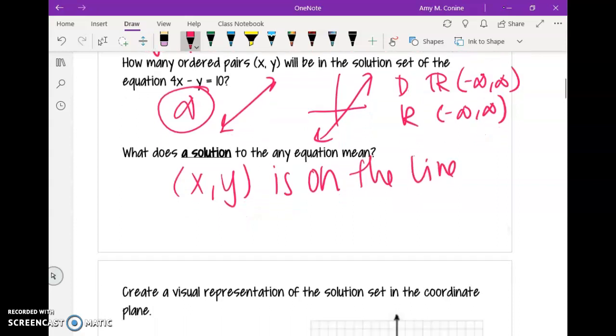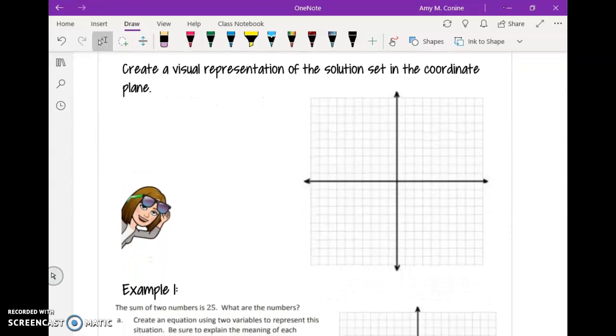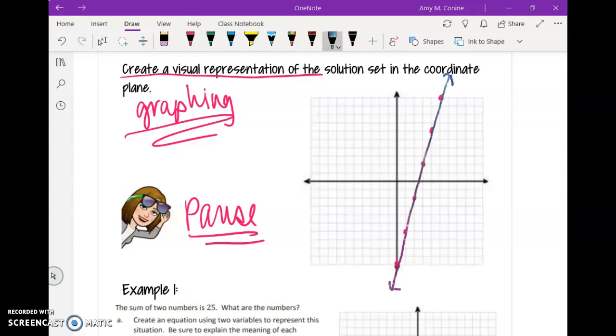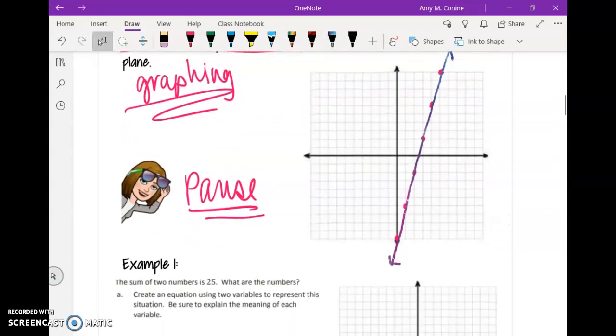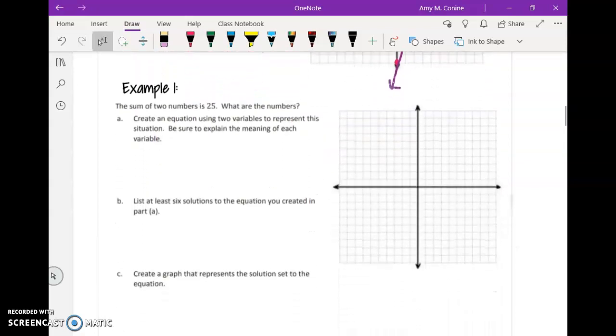All right, so a little review from our functions unit. So when it says create a visual representation of the solution set, all you're doing is graphing. That's all you're doing. So when you see wording like that, create a visual representation, you're graphing. So pause the video and go ahead and make your graph for the line. All right, so you should have this graph. I plotted a lot more points than what I needed, so make sure that your graph looks like that as well. Pause the video at any time to make sure that your answers look like mine.